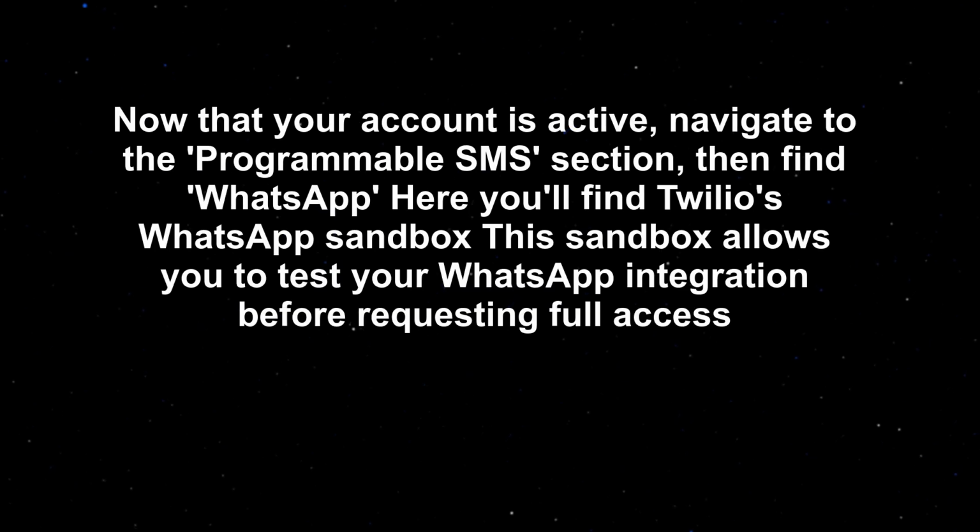Now that your account is active, navigate to the Programmable SMS section. Then find WhatsApp. Here you'll find Twilio's WhatsApp Sandbox. This sandbox allows you to test your WhatsApp integration before requesting full access.